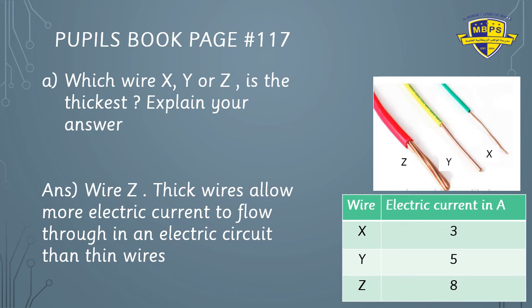The wire Z, because the thicker wire is there. That's very good, grade 5. Thick wire allows electrical current to flow through in an electrical circuit more than the thin wires. You're correct. Very good.